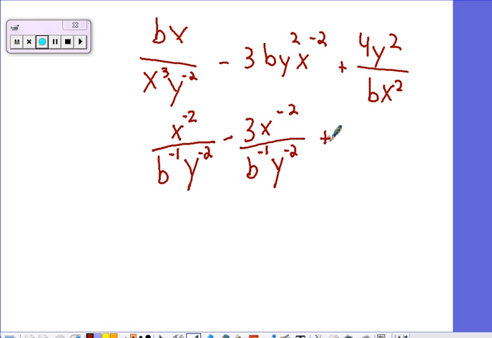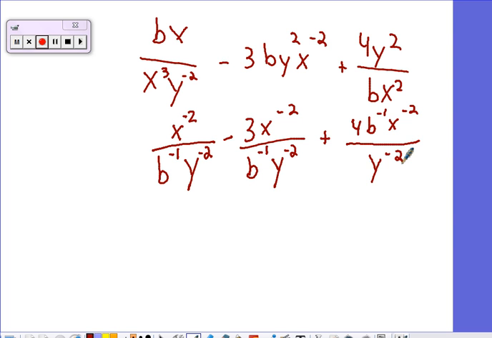The b and x go up, the y goes down. The b and the x, okay, so I get 4, b to the negative first, x to the negative second, over y to the negative second. And again, which 2 terms can I add? I can still only add the first 2 terms. So what do I get on this one?